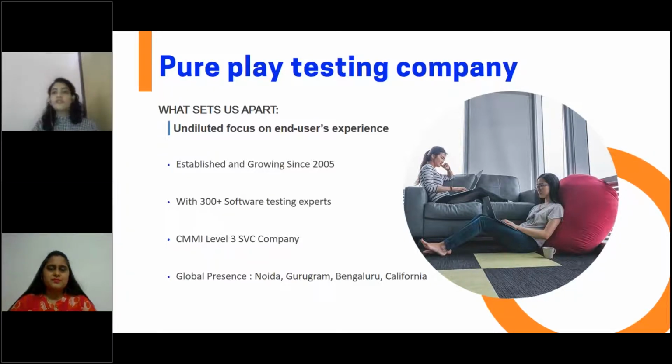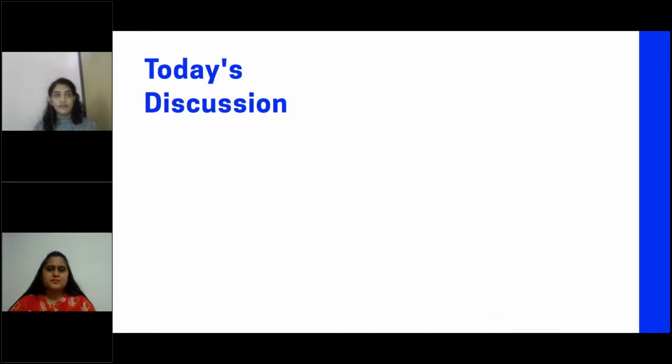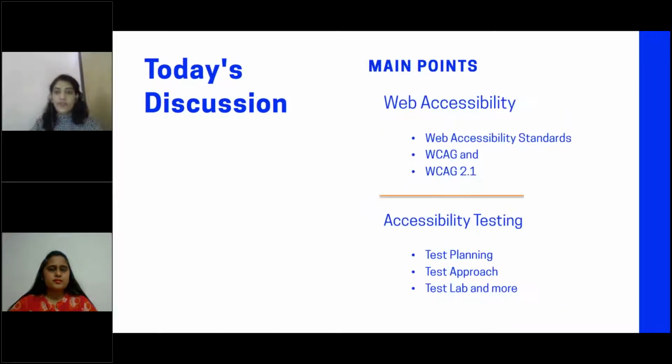So let's now jump into the webinar and what the webinar is going to be about. The main points of the webinar would be coupled in two groups. The first part of the webinar is where we explain web accessibility. We talk about why it is needed, the various standards of web accessibility, and we get into WCAG guidelines, principles, and specifically the structure of 2.1. Then the second, more extensive part of the entire session is on accessibility testing. The process that we follow to do this kind of testing, the approach we take to execution, the test lab, and more around this.